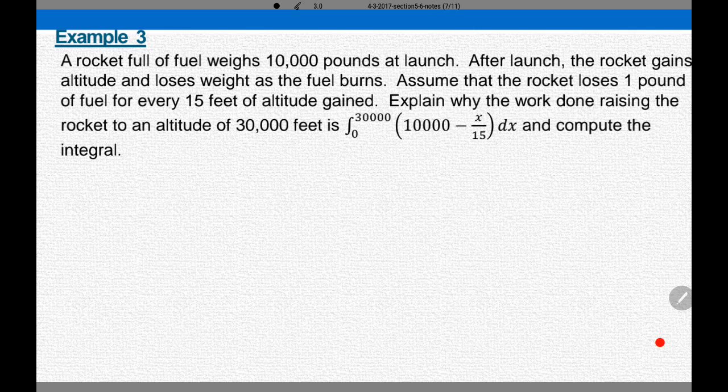So if we look at this integral, hopefully we can see that the 10,000 comes from the launch, so 10,000 pounds at start. And then as we gain altitude, we're going from 0 to 30,000. That's where 0 and 30,000 come from. Why do I have minus x over 15? Because I'm losing 1 pound of fuel for every 15 feet of altitude. So if I do x being my number of feet divided by 15, that gives me 1 pound of fuel every 15 feet of altitude gained. So then we can go ahead and do this.